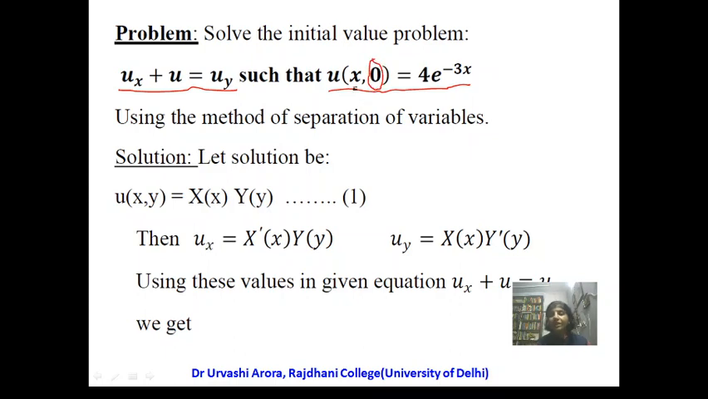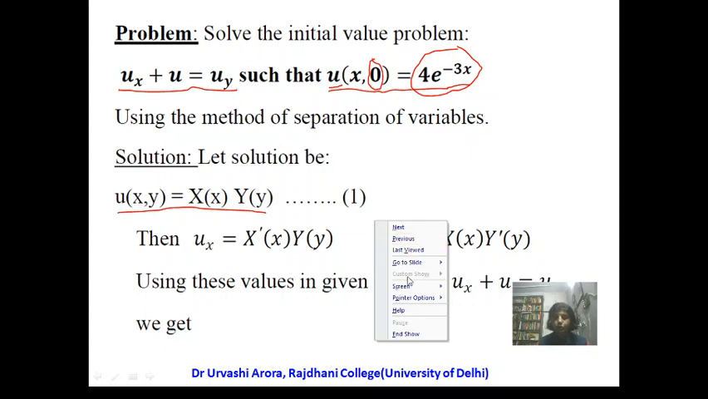When the value of y is 0, then the value of u must be equal to this particular value. This is the condition which the solution must satisfy. So this is the initial value problem which has to be solved by the method of separation of variables. So again, as explained earlier, we will take u to be equal to the product of capital X and capital Y, where capital X is a function of small x only, capital Y is a function of small y only.